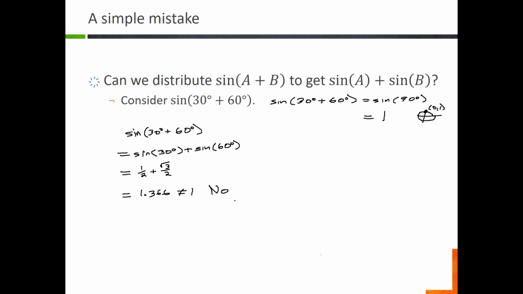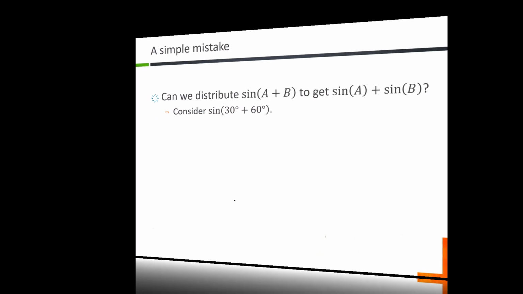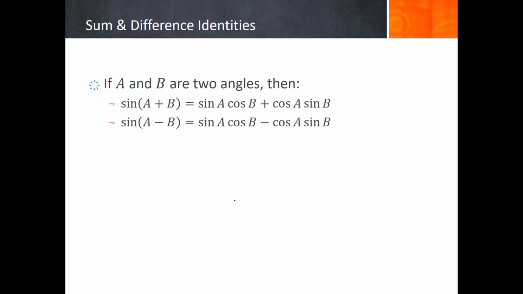So let's actually look at what the identities are. And we're going to look at 3 sets. Again, remember, sum is just an addition, difference is a subtraction.